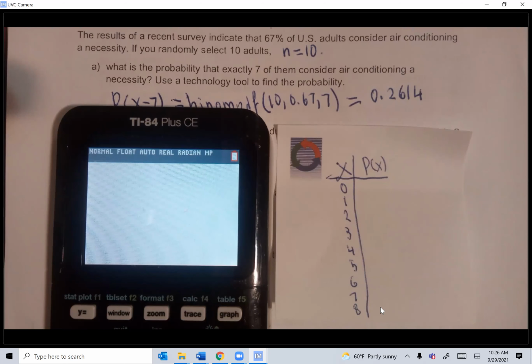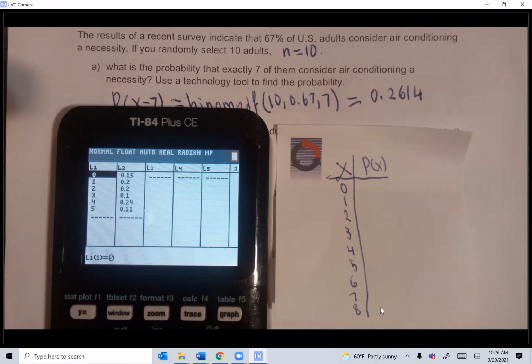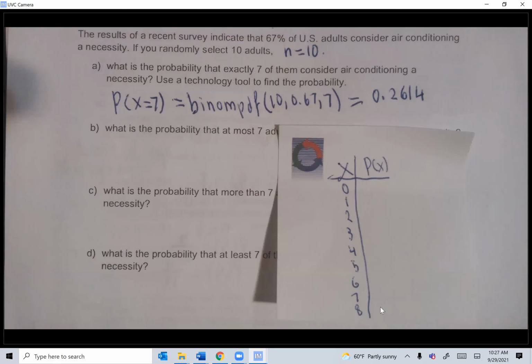So let me show you how we can find the probability of x equals 0 and 1 and 2 and 3 and 4 and 5 and 6 and 7 in one shot. Watch, guys. Go to STAT, Edit, go to L1 and enter all the values of x: 0, 1, 2, 3, 4, 5, 6, 7, 8, 9, 10. Okay, that's the first step. I'm going to just delete L2 so it doesn't confuse you. You're going to like this. Let me just do one more thing here.